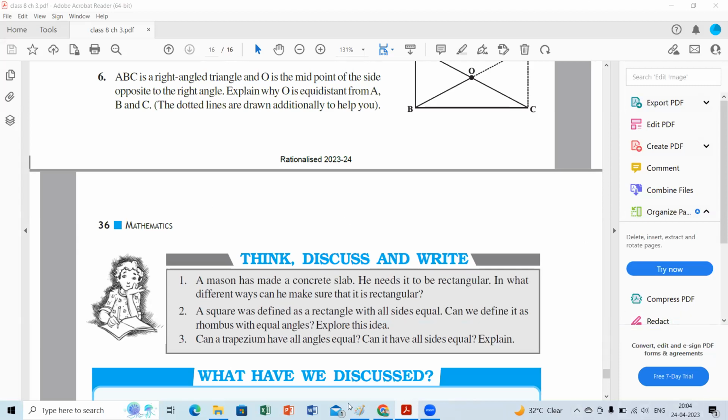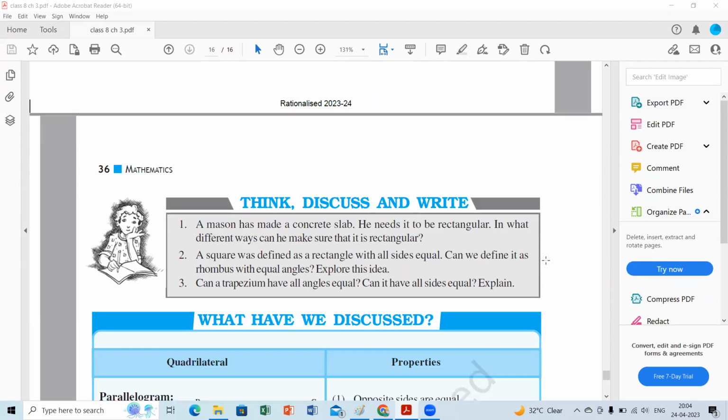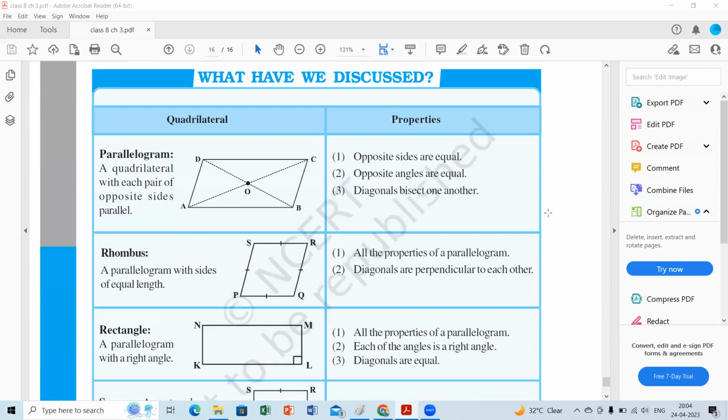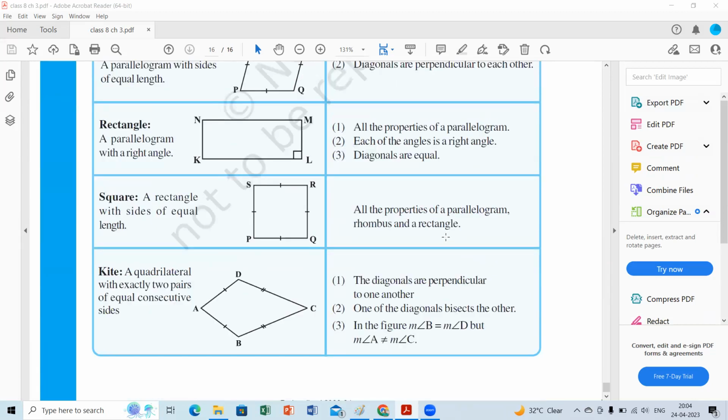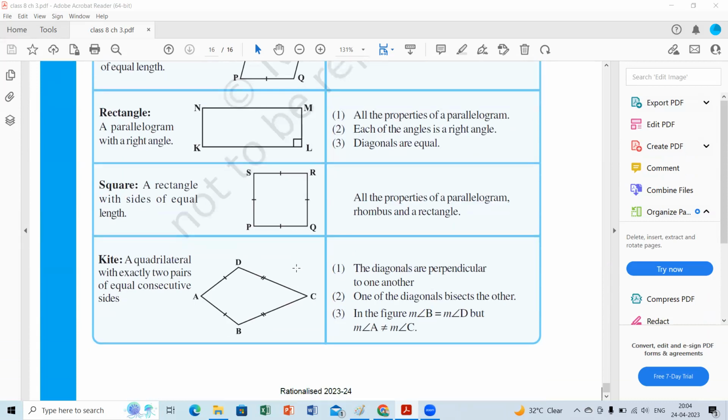Tomorrow I'm going to ask about these 3 questions. Please think and come back, children. And also all the properties you can go through. There is a table here. Please go through the properties. That's all, children. That's all for the day.